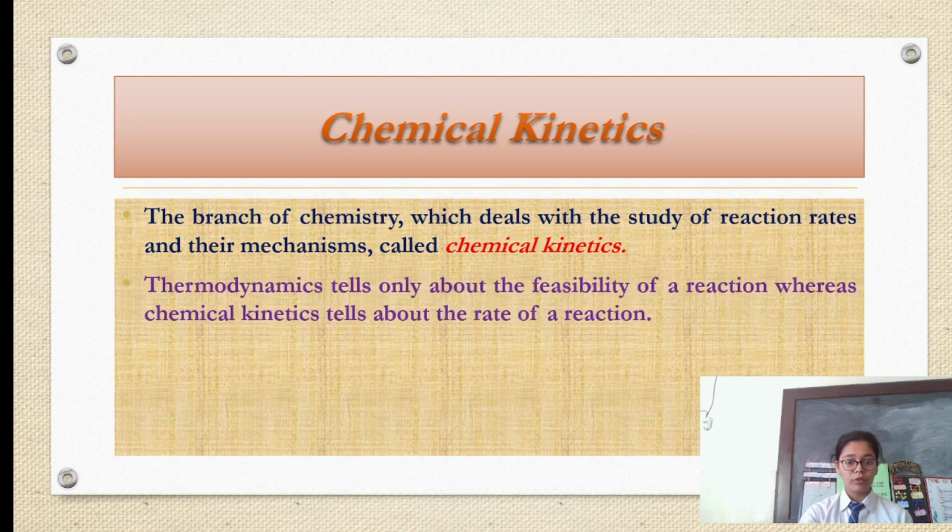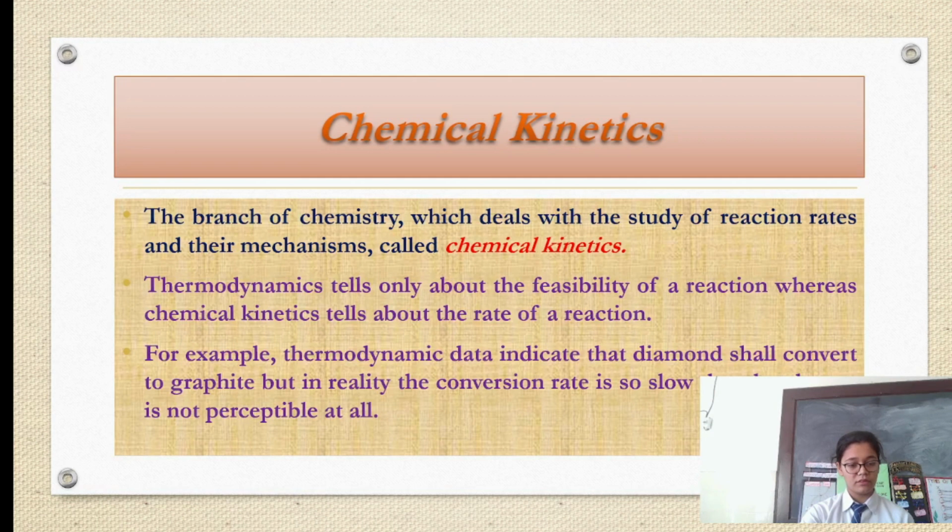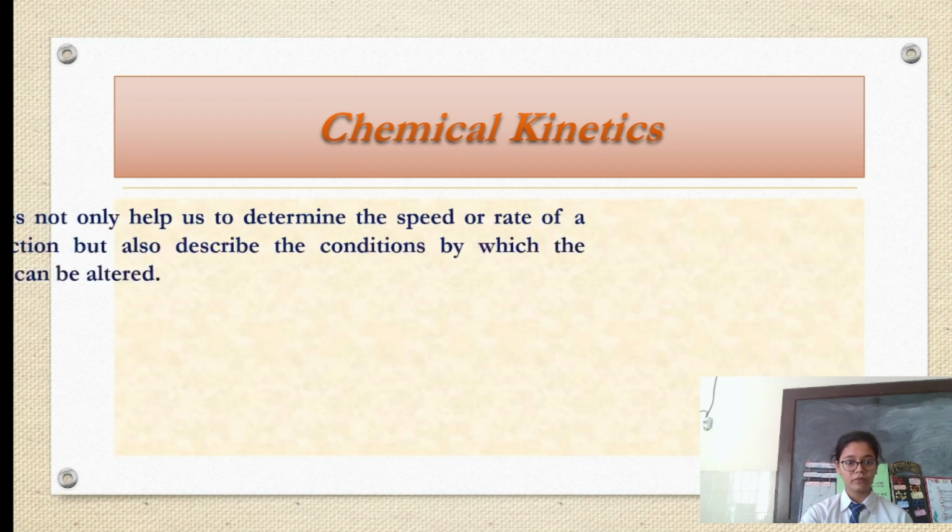Thermodynamics tells us only about the feasibility of a reaction, whereas chemical kinetics tells us about the rate of a reaction. For example, thermodynamic data indicate that diamond shall convert to graphite, but in reality, the conversion rate is so slow that the change is not perceptible at all.